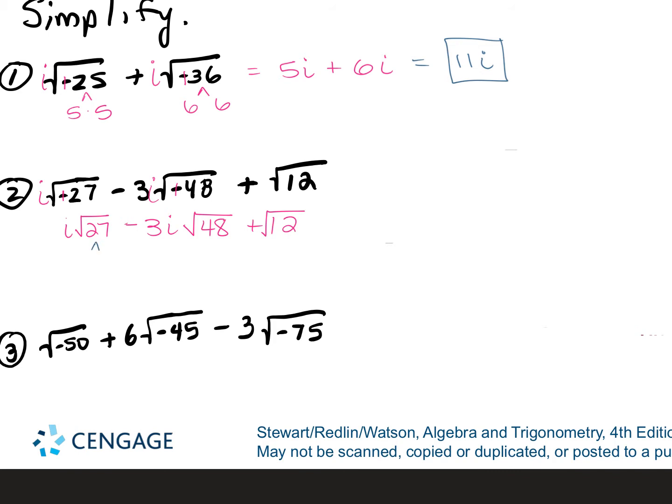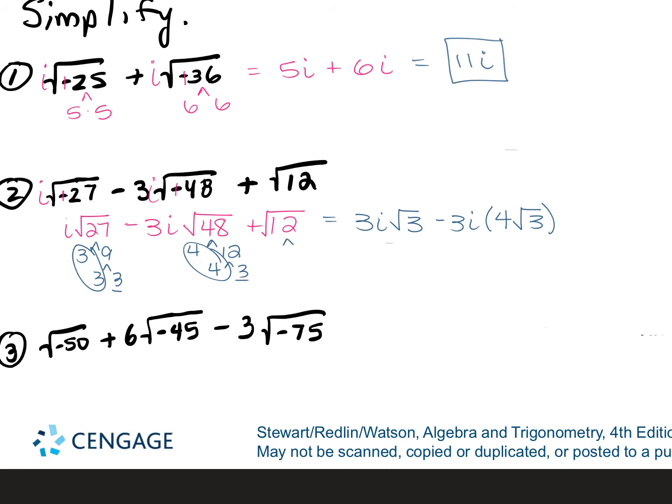For the 27, you have 3 and 9. 9 is 3 and 3. So those two 3's pair up. The one that's left over stays under. It'll multiply with the i to give you 3i square root 3. Next, you have the -3i times the square root of 48. 48 is 4 and 12. 12 is 4 and 3. Not 4 and 2, 4 and 3. Your two 4's pair up. Your 3 stays under. So that's going to give you -3i times 4 square root 3.